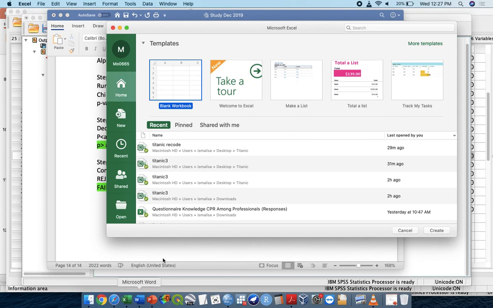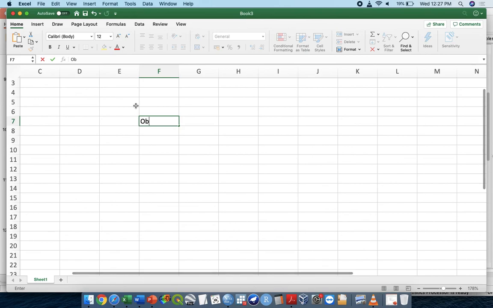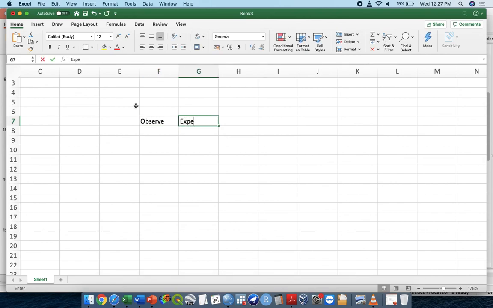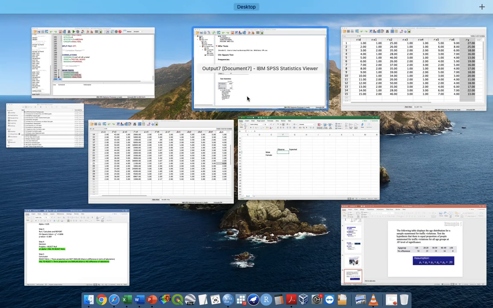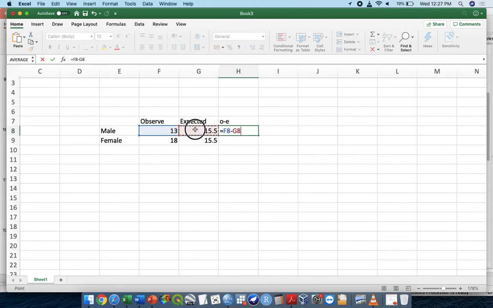If you don't believe me, you can calculate it manually, ladies and gentlemen. You have here observed, and then you have here expected. How many male and how many female just now? 13 and 18, right? So what is our expectation? Of course, you know that it is 31 divided by 2. This one is also the same, 31 divided by 2. And then observed minus expected, you get this value, which is equal to this one minus this one.